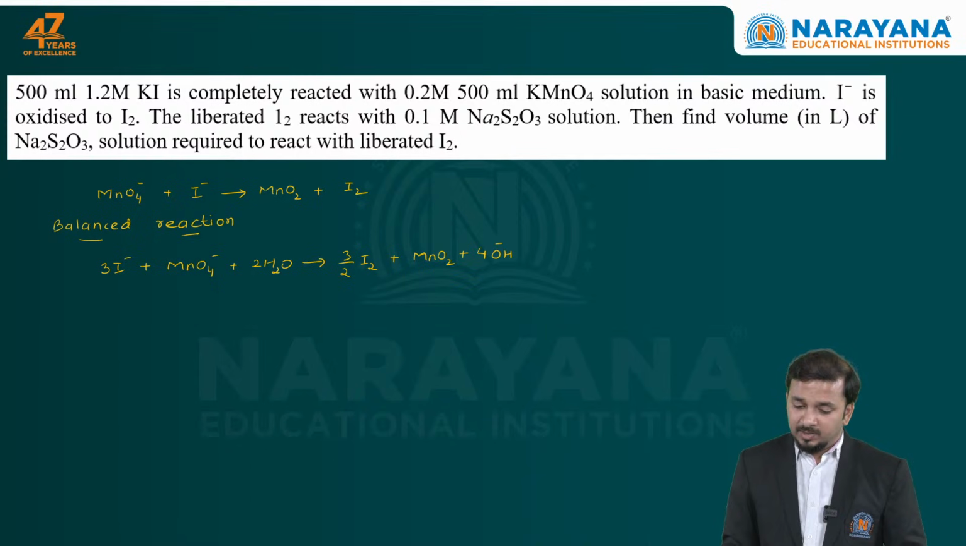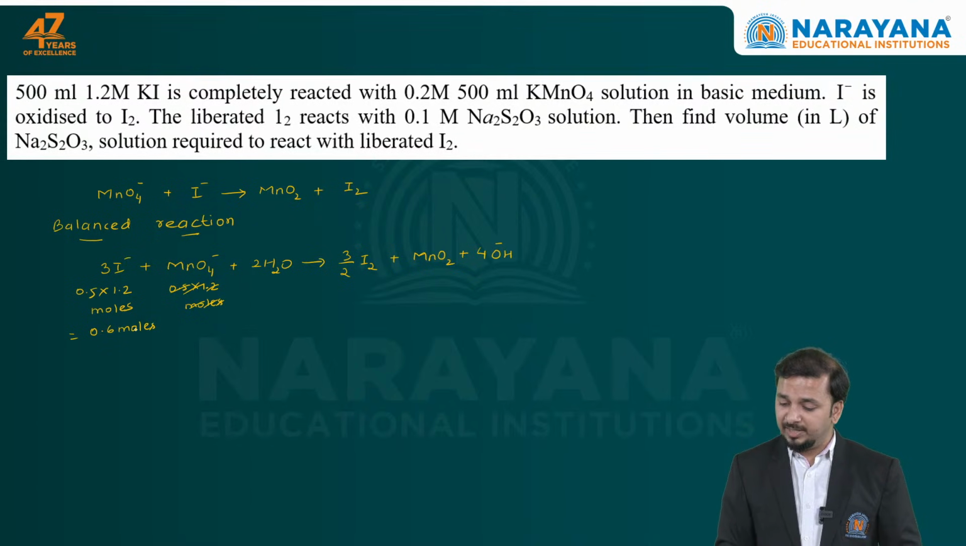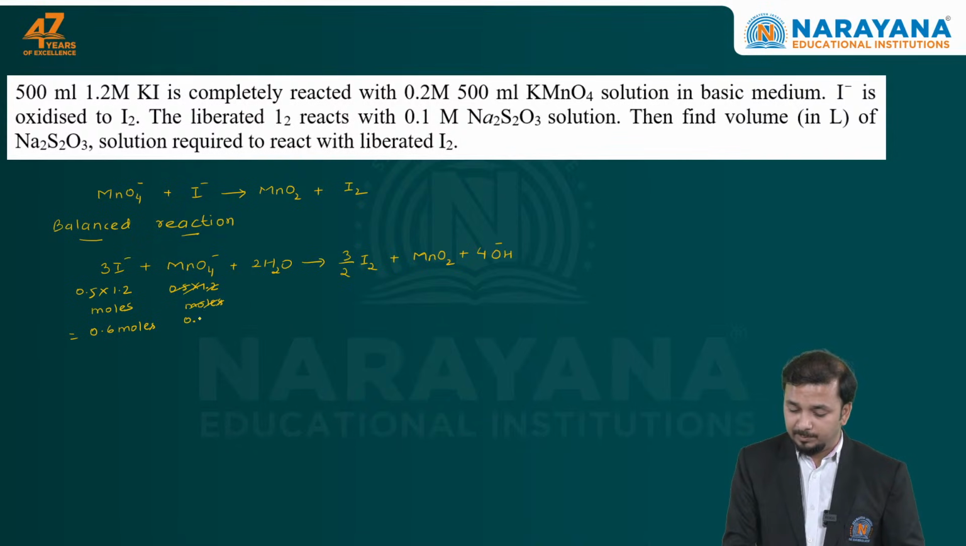Now let's see the information. 0.5 L, 1.2 M KI. So it is 0.5 into 1.2 moles of KI. So this is going to be 0.6 moles. And for MnO4 minus, they are saying 0.2 molar, 500 ml. So 0.2 into 0.5. So this is going to be 0.1 mole.